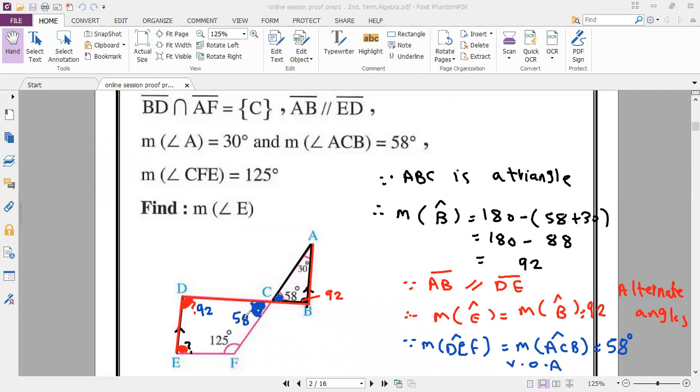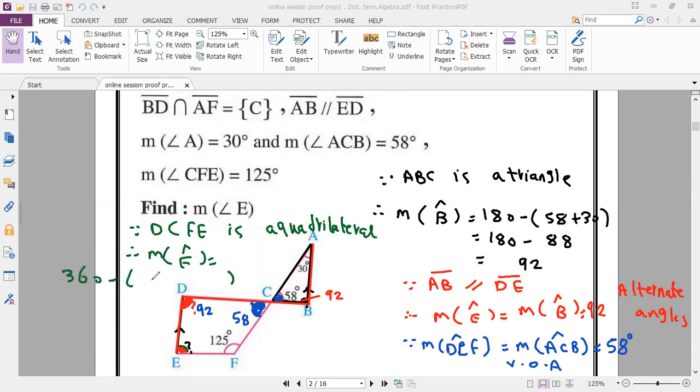If we focus on this shape, you'll find this shape is a quadrilateral. And sum of interior angles of a quadrilateral equals 360. And we have here 3 angles from the 4 angles. So we can get measure of angle E. So right here, since DCFE is a quadrilateral, then measure of angle E equals 360 minus the sum of the 3 angles. And the 3 angles are 125 plus 58 plus 92.